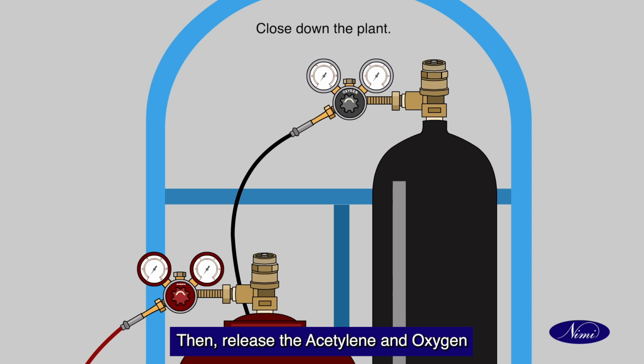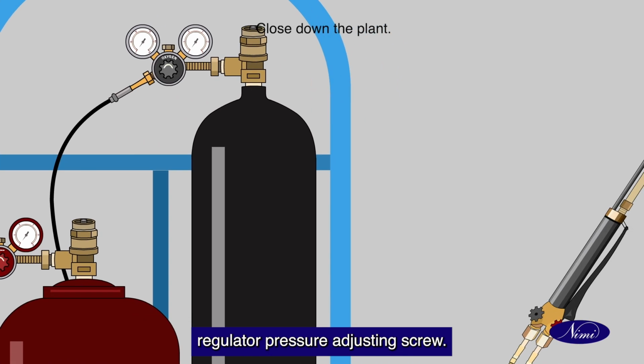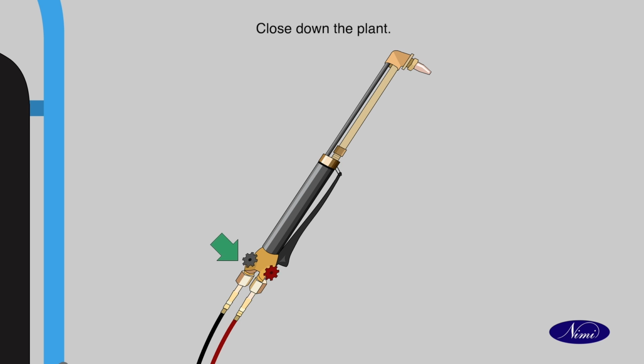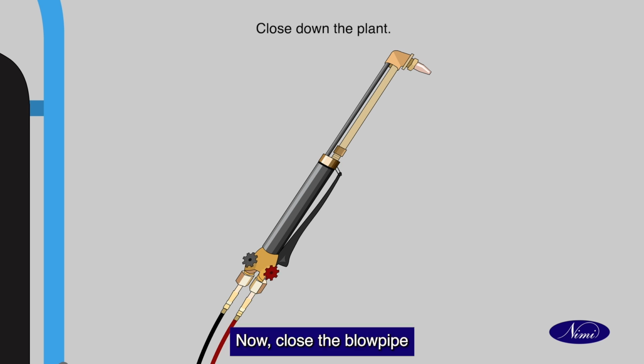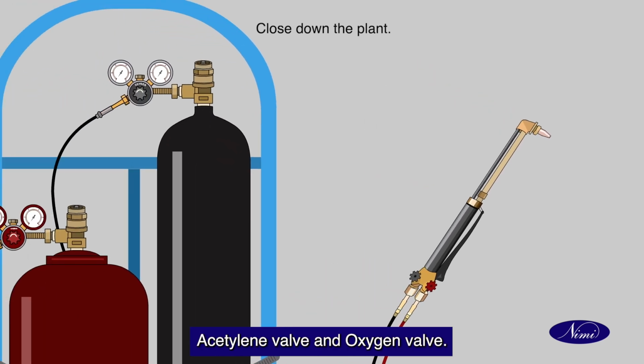Then, release the acetylene and oxygen regulator pressure adjusting screw. Now, close the blowpipe acetylene valve and oxygen valve.